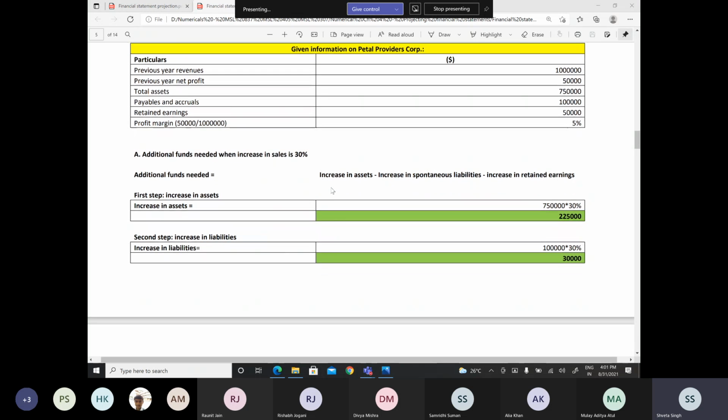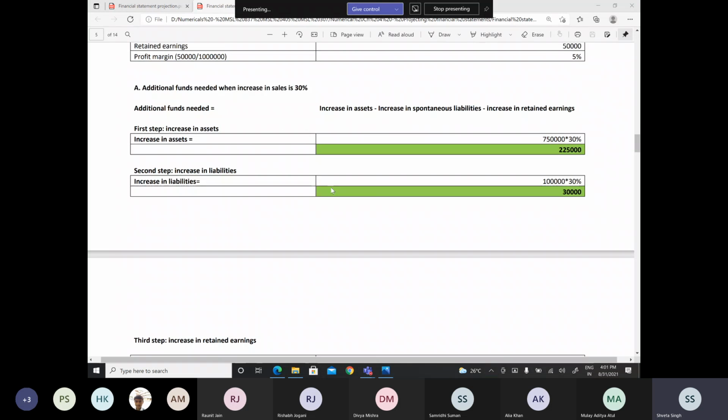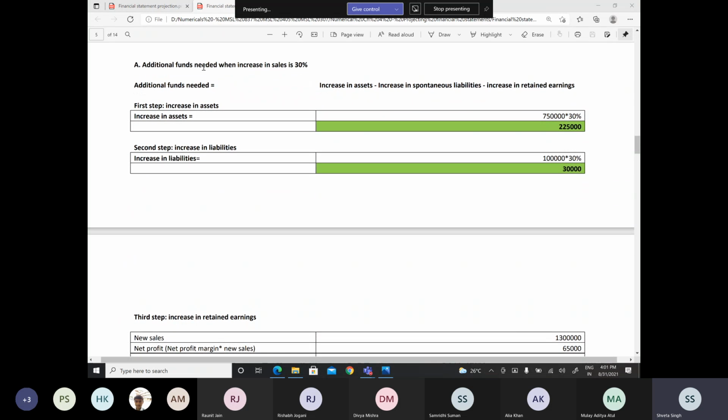So this is the formula that is used to calculate AFN, or additional funds needed. Very important concept for any startup, students. This is not given in normal management accounting or financial management. It is only unique to new startups. So please remember this formula and you should apply it to your startup as well.